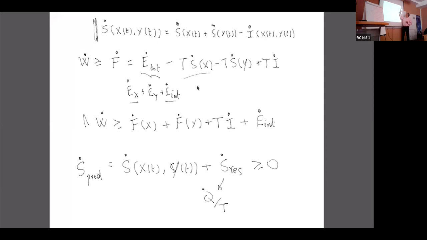But thanks to the mutual information, if I get this negative, so if I reduce the correlations, I can make this negative as well. If I increase the correlations, this is positive, and then this is a minus, so I need resources from the environment. So when I measure, I increase the correlations, and I need resources from the environment. When I exploit the correlations, I can make this negative. I can extract heat from the reservoir.